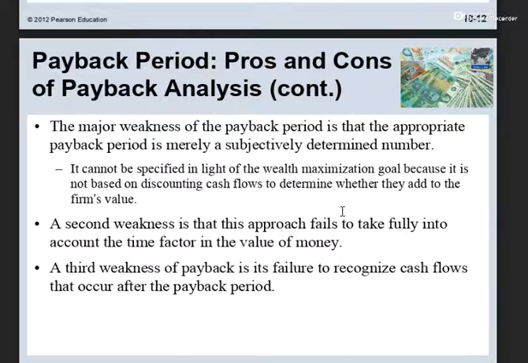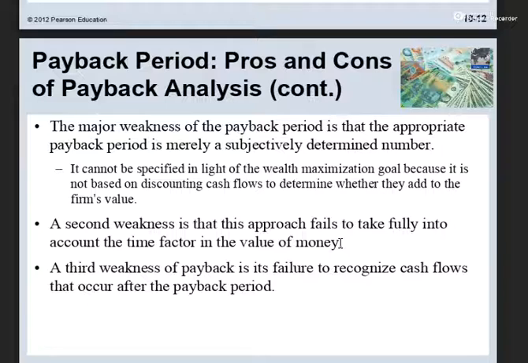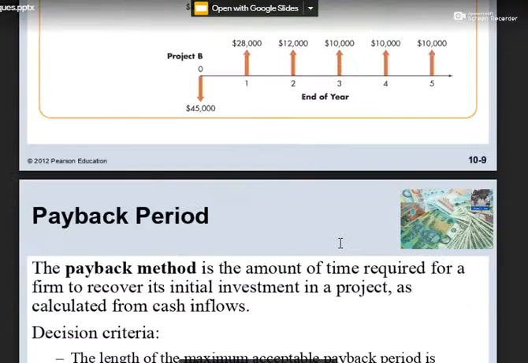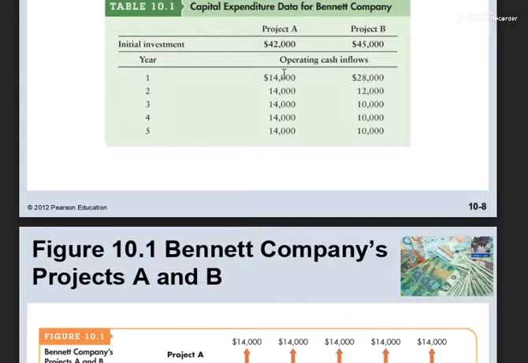Then the second weakness is that it fails to take into account the time value of money. It does not consider time value of money. That is, in this math, let's say 14,000 in the third year is treated the same as the 14,000 in the first year. But we know from time value of money that 14,000 in the third year has less value than the 14,000 in the first year.